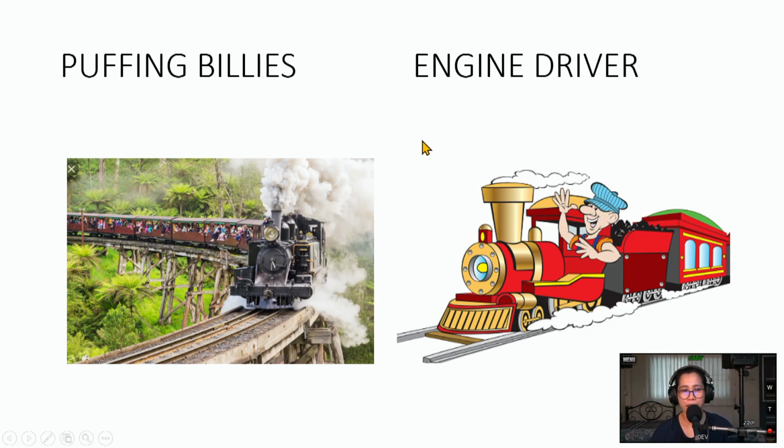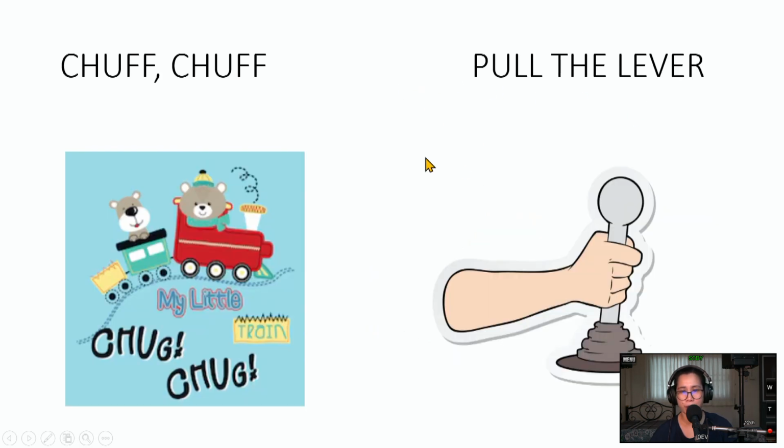Okay. You got it? So review. This is called the what? Puffing billies. How about this one? This guy here is called engine driver. Okay. Next. Oh, here we are. Such a cutie train. There are bears. This is a bear. No, this is a dog. Okay. Now here. Chug chug.